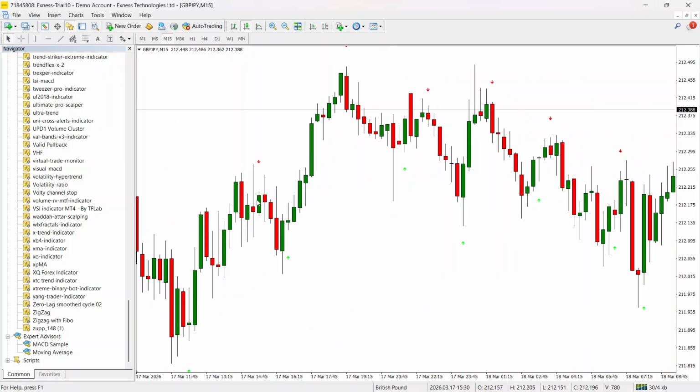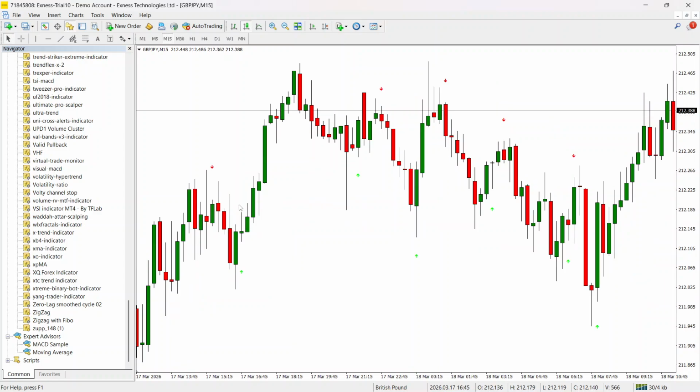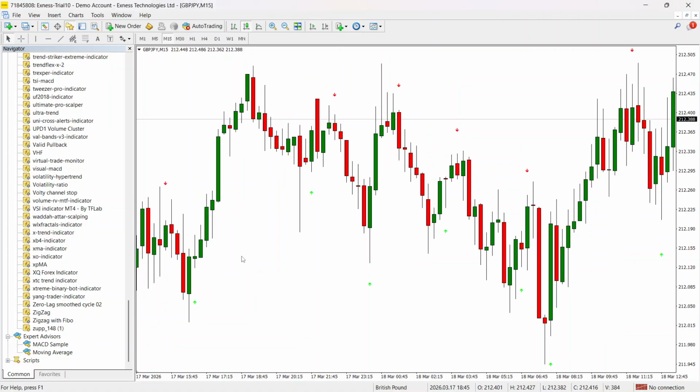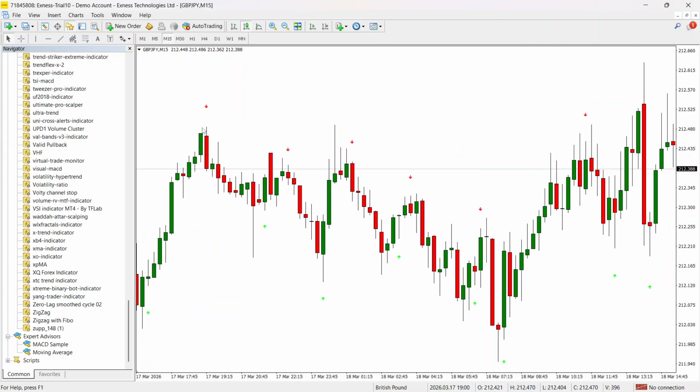As you can see on the chart, the Uni Cross Indicator draws up and down arrows directly on your price chart with colors distinguishing bullish from bearish conditions. Bullish arrows appear below the price action when the underlying T3 and TMA logic detects a potential shift toward upward movement, while bearish arrows appear above the price action facing downward when the logic shifts toward downward movement.